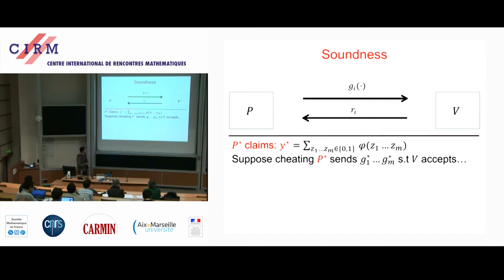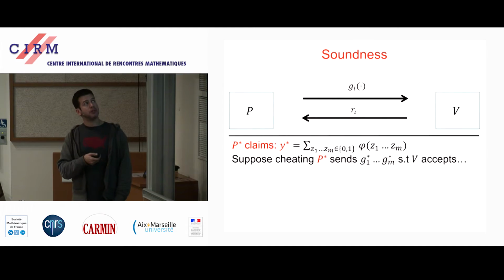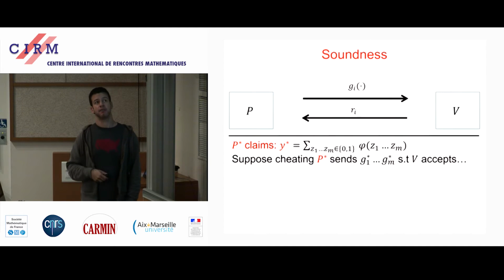Okay, so remember again, to prove soundness, remember the structure of the protocol. In every round, the prover sends a polynomial in the ith variable, and then the verifier fixes the ith variable to some random value. Suppose now for soundness that the prover is making a false claim. The correct sum is some y, but the prover is claiming that the sum is some y star, which is not the correct value. And suppose, moreover, that somehow this P star manages to get the verifier to accept.